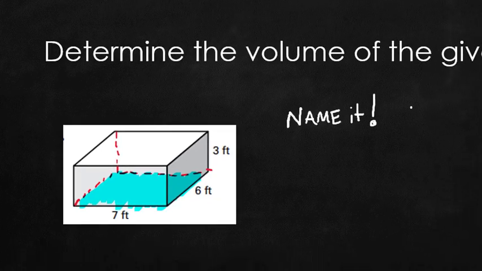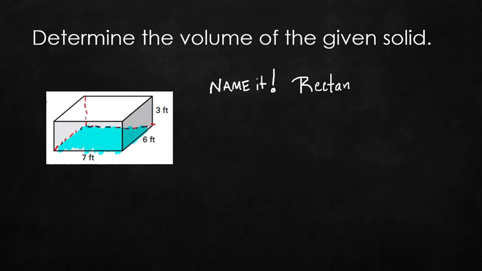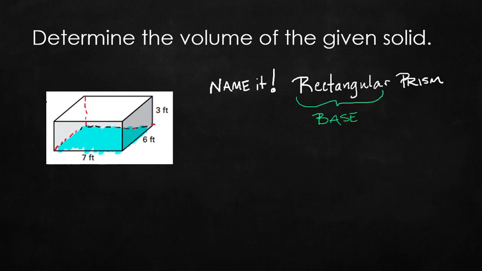But this is a rectangular prism. And this rectangular part is the base. And the prism part is very important also, because that's going to tell you which formula to use. So you start by naming it. This is a rectangular prism.